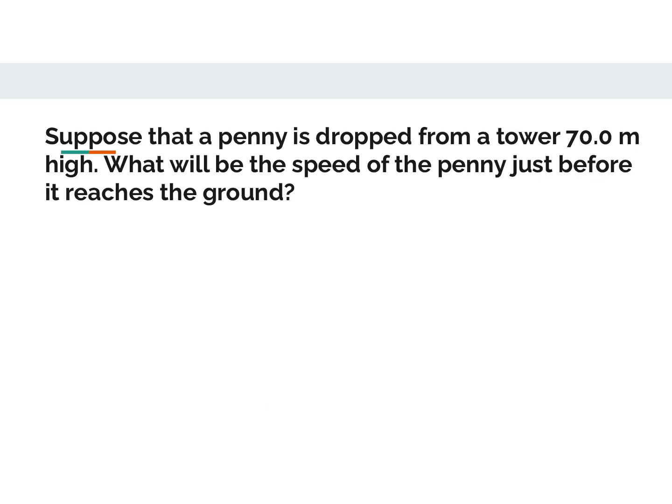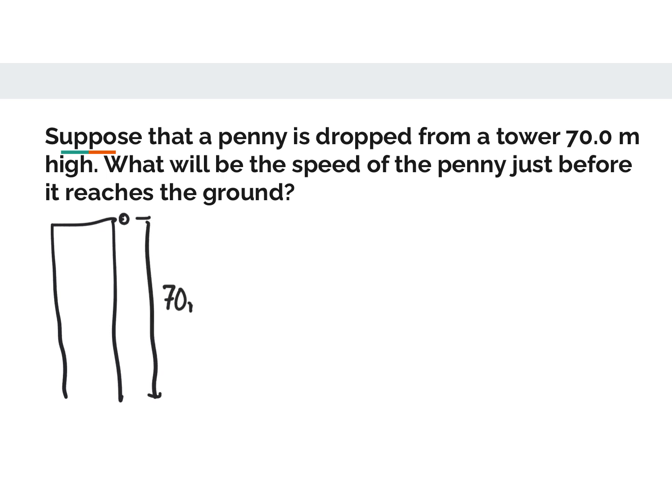Okay, here's our next example. Suppose that a penny is dropped from a tower 70 meters high. So here's my tower, and here's my penny, and it's 70 meters high. What will be the speed of the penny just before it reaches the ground? When I'm setting up this one, I would try to list out my variables: initial position, final position, initial velocity, final velocity, acceleration, and time. In this one, the reference frame I'd be most likely to choose is to say that it starts 70 meters off the ground and it lands on the ground.